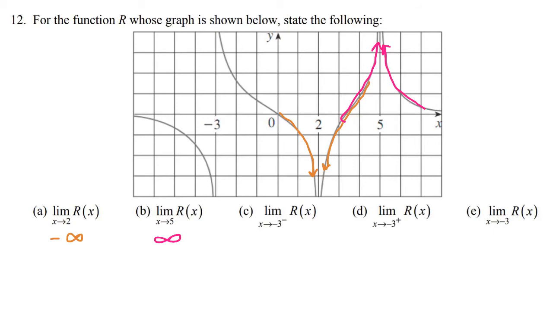For part C, we're approaching negative 3 from the left. It looks like we're tending toward negative infinity there. From the right, it looks like we're tending toward positive infinity. For question E, this is asking what the limit is as x approaches negative 3. We noticed from C and D we did not get the same direction, so our answer does not exist.